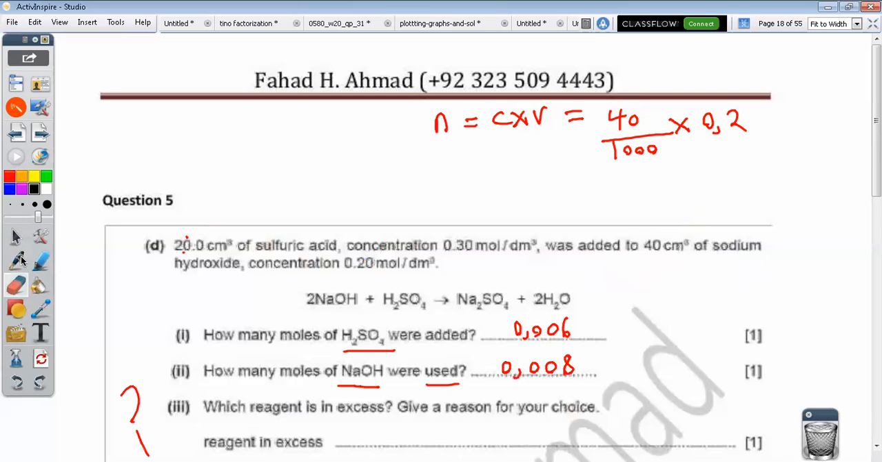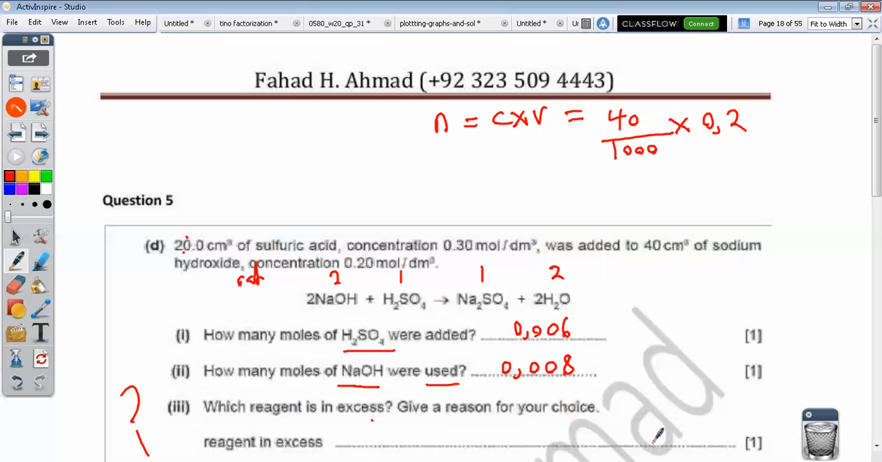But sometimes you get a question: which reagent is in excess? Or they can say which one is the limiting factor and give a reason. Now, let's go back to the balanced equation. This equation is balanced for you. Let's do the ratios. You don't have to calculate anything. It's 2 sodium hydroxide, 1 sulfuric acid, 1 sodium sulfate, 2 water. Those are the ratios. Clear?